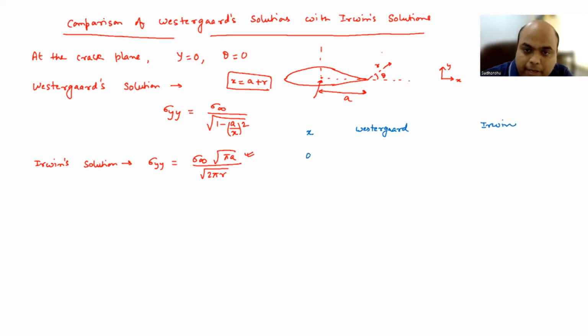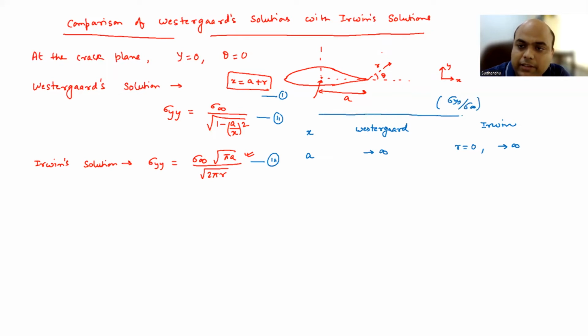So we have equations 1, 2 and 3. If we know the value of x, we can calculate the value of r from equation 1, and then we can use the value of r in equation 3 to figure out sigma yy by sigma infinity, or vice versa. For the Westergaard solution from equation 2, if x is equal to a, this will tend to infinity. And for the Irwin solution, if x is equal to a, r will be 0, so the value tends to infinity. Remember, we are calculating the value of sigma yy by sigma infinity in the table.